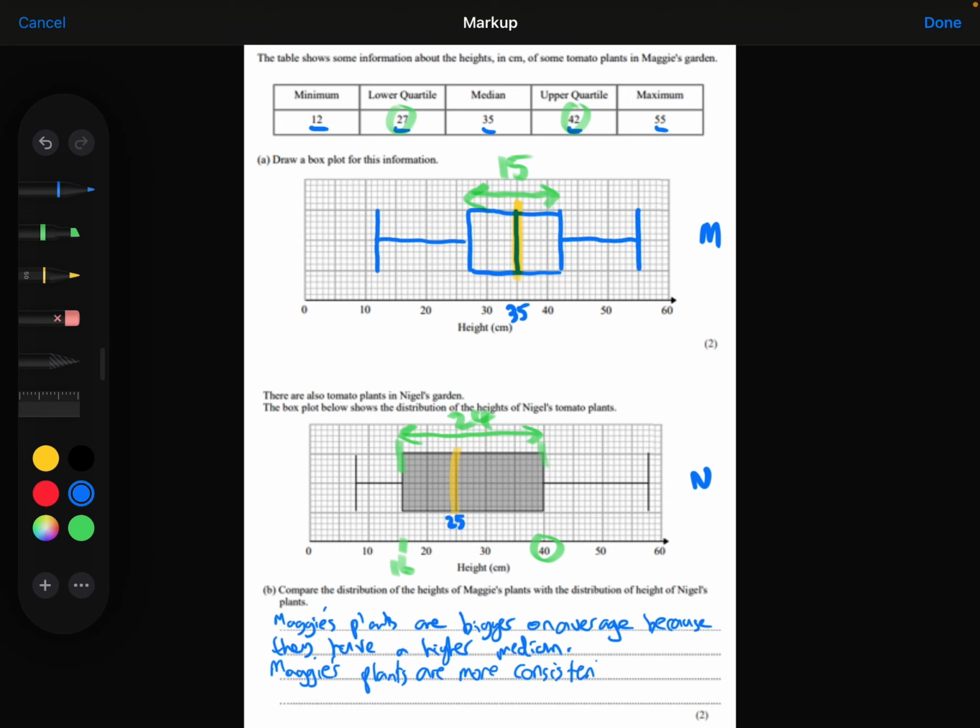Because they have a smaller interquartile range. And we're done. Always those two sentences.